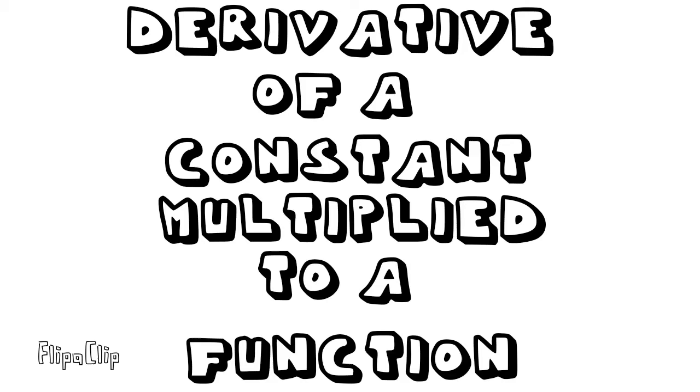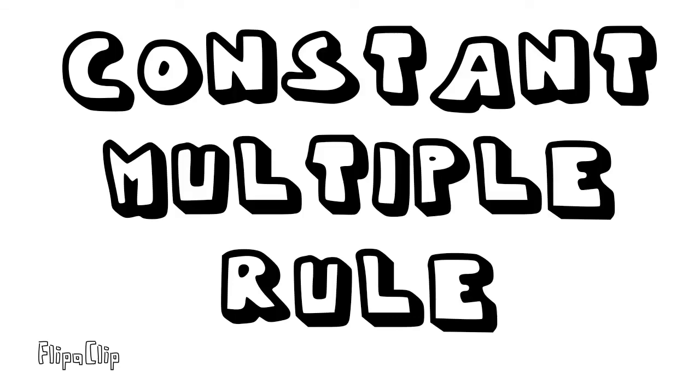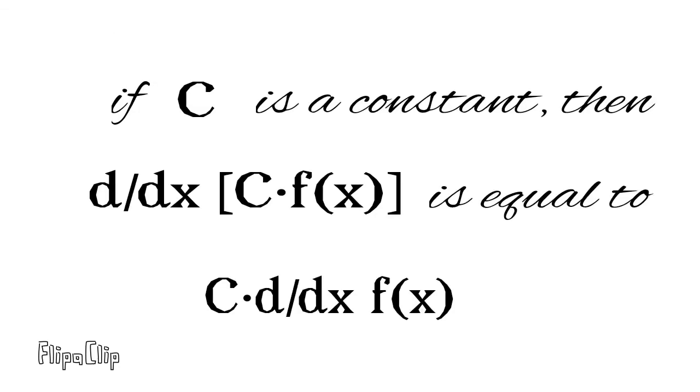Next rule is the derivative of a constant multiplied to a function, also called the constant multiple rule, which means if c is a constant, then the derivative of a quantity of c multiplied by f of x is equal to c times the derivative of f of x.